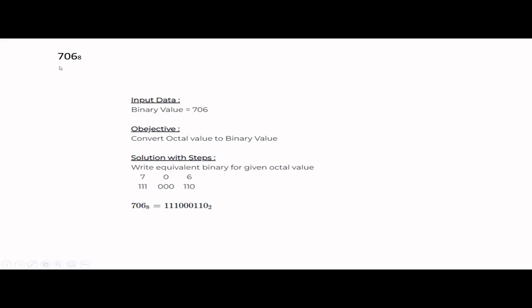Next one is 706 with the base 8, right? So 706, represent each of these octal digits with 3-digit clusters. So 6 is 110, 0 because we need 3 digits, we put 000, and 7 is 111. So then you write the whole thing together, you will get the answer of the conversion of this number.